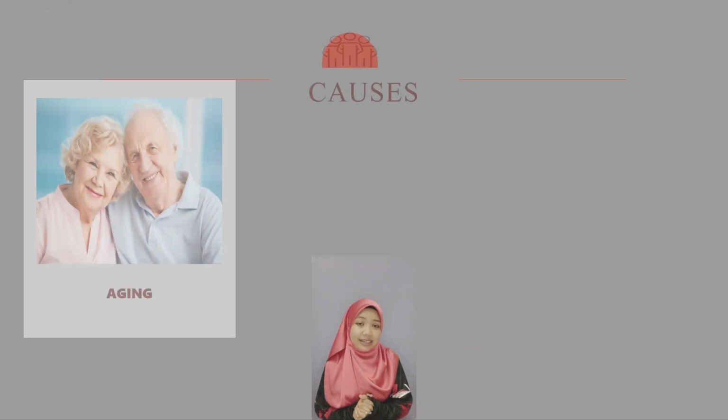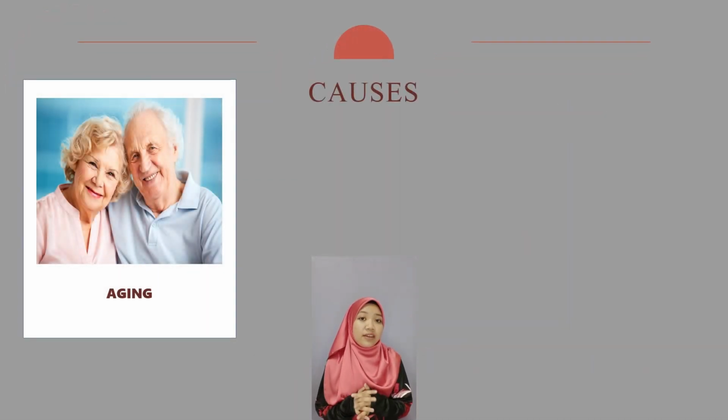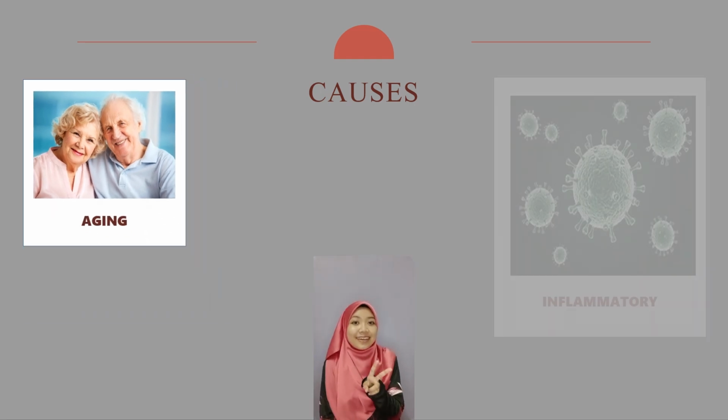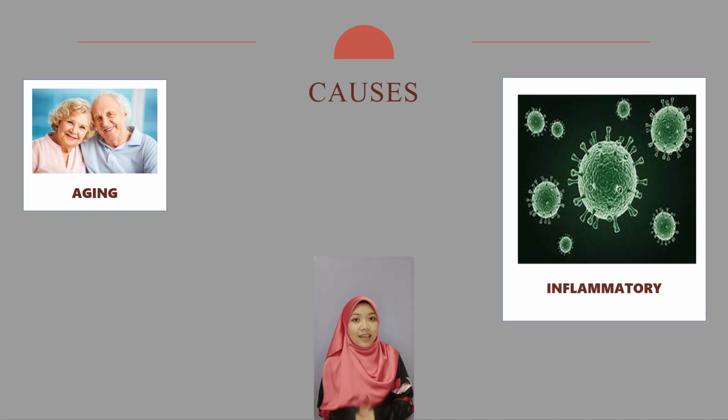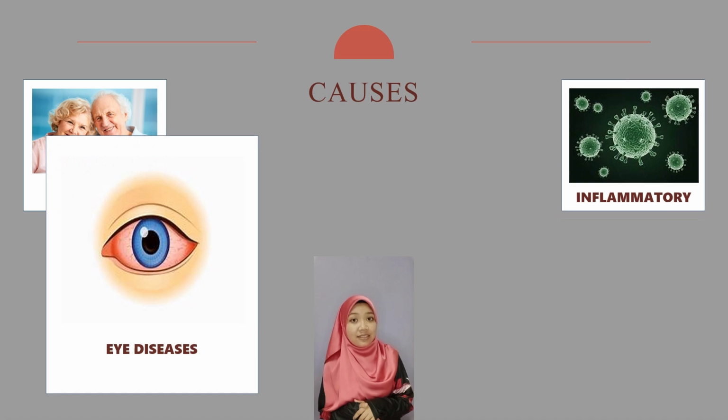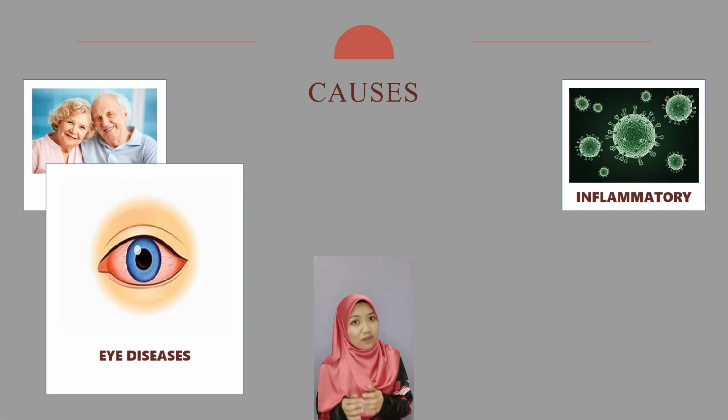There are several factors that can cause a person to have this disease. One of the factors is aging. Aging is a natural process in our life and it is categorized as senile iris atrophy. The second one is inflammatory. Inflammation of the iris could occur due to infection by bacteria or virus. If a person is having any other eye disease like glaucoma or uveitis, in some cases it will lead the person to have iris atrophy too.